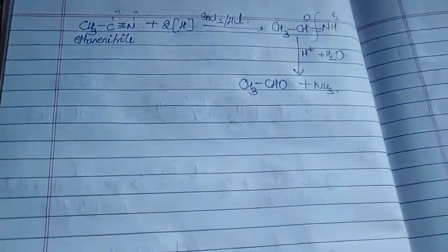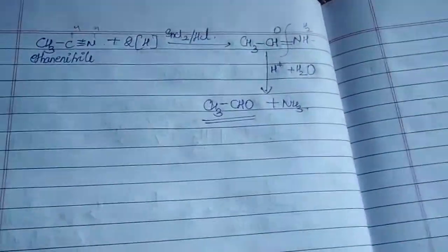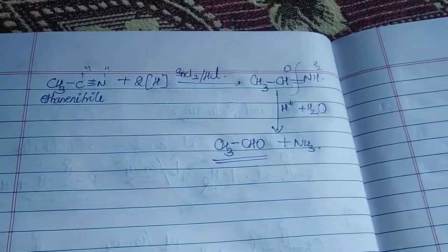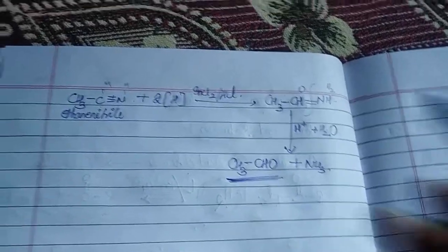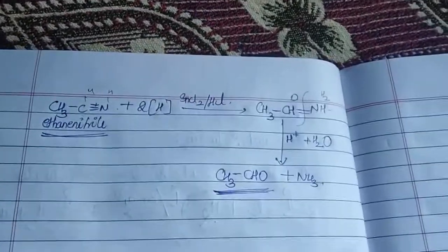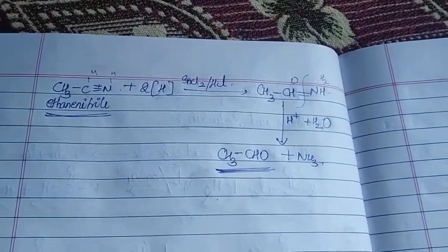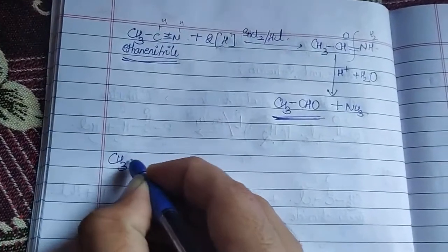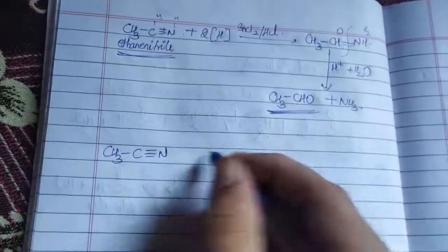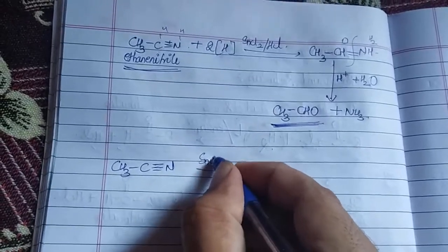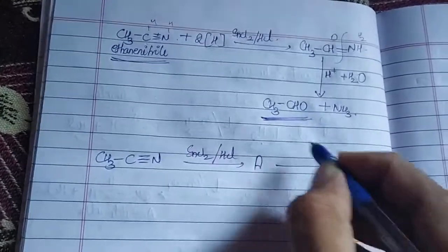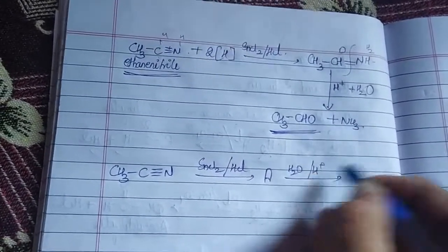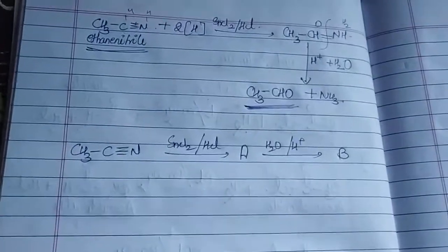Are you getting the difference? In the first case, the Rosenmund reaction, if I prepared acetaldehyde, that was from acetyl chloride. Here too I am preparing acetaldehyde, but from ethane nitrile. Why am I giving the specifications again and again? Because in competitive exams they will not give it like this. Instead they will give it this way: CH3 C triple bond N in the presence of stannous chloride and HCl gives you A, whereas this A on acid hydrolysis gives us B. Identify your A and B.